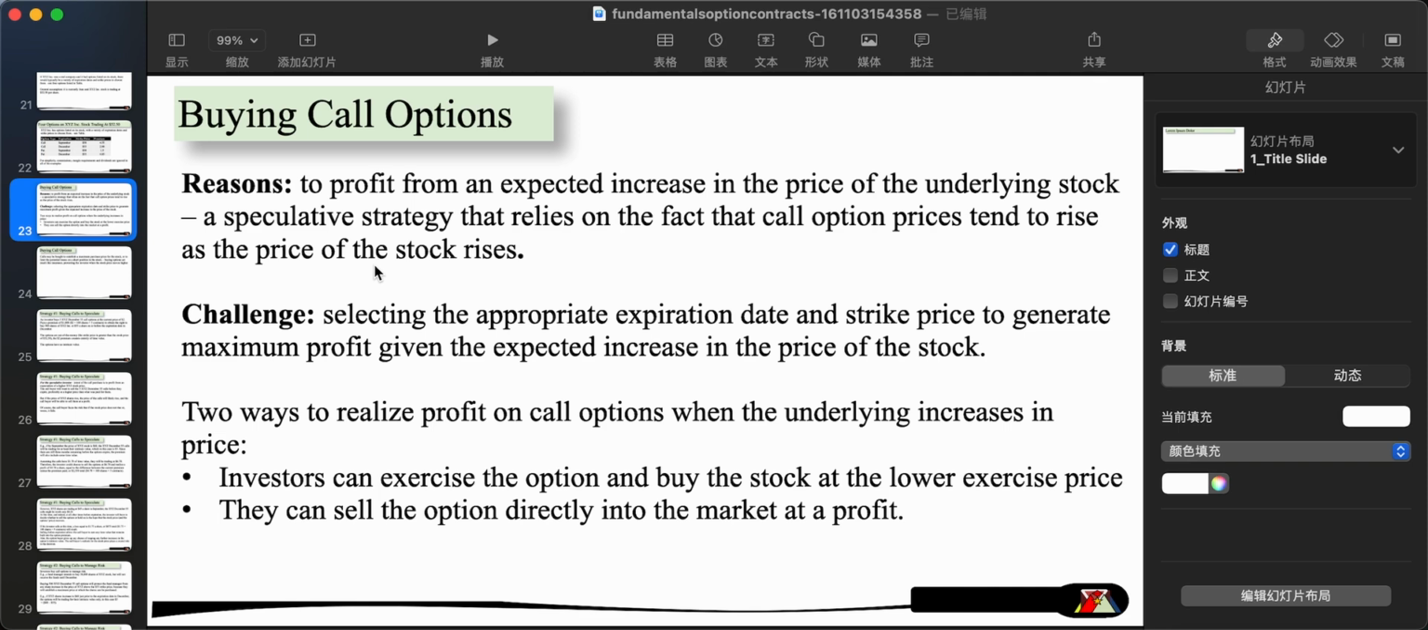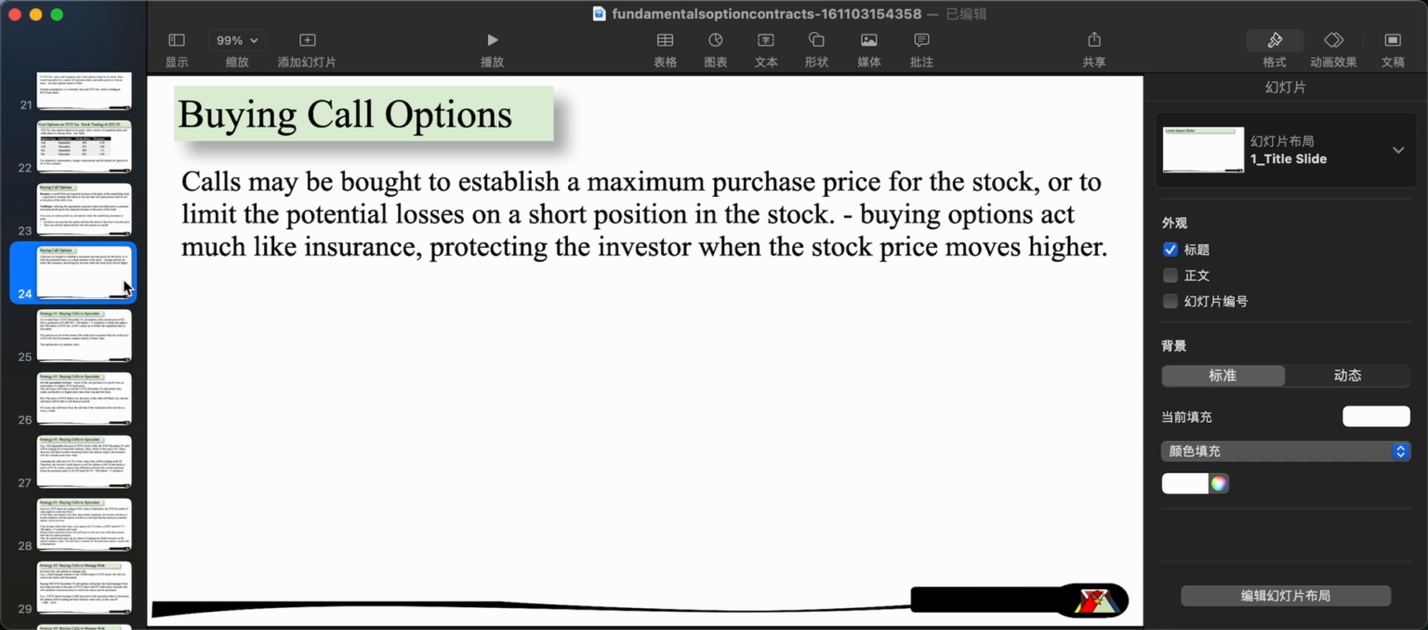There are two ways to realize profit on call options when the underlying increases in price. First, investors can exercise the option and buy the stock at a lower exercise price. Second, they can sell the option directly into the market at a profit. Calls may be bought to establish a maximum purchase price for the stock, or to limit the potential losses on a short position in a stock. Buying options acts much like insurance, protecting the investor when the stock price moves higher.